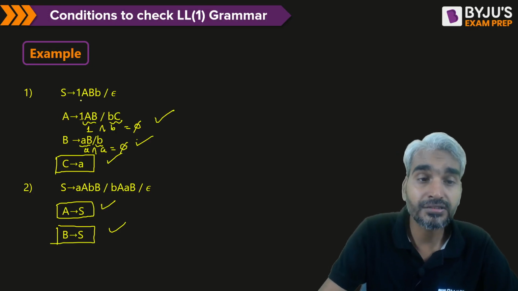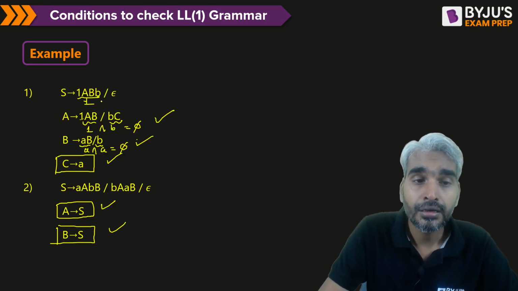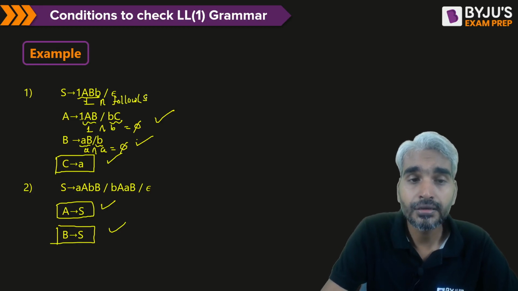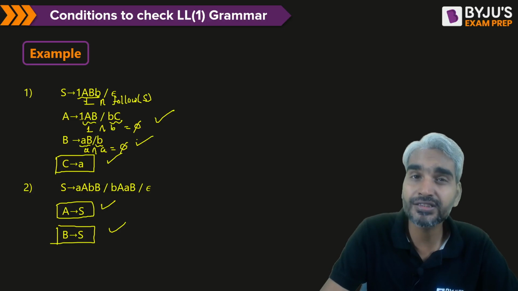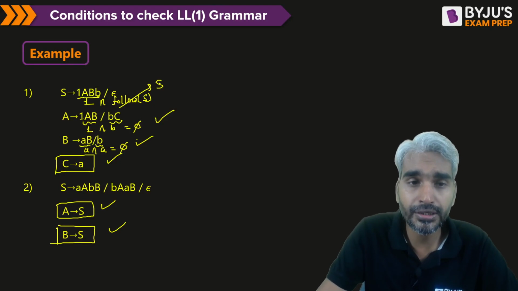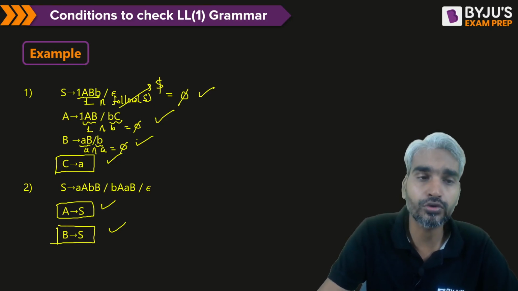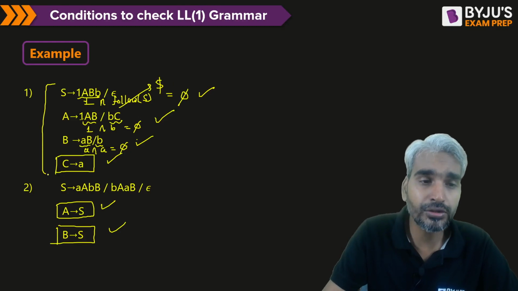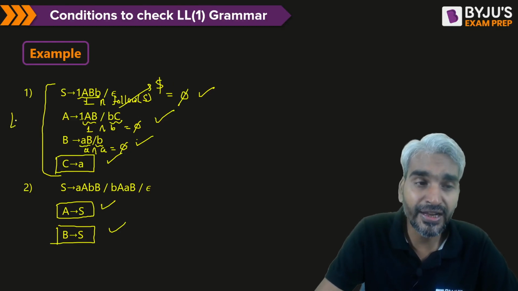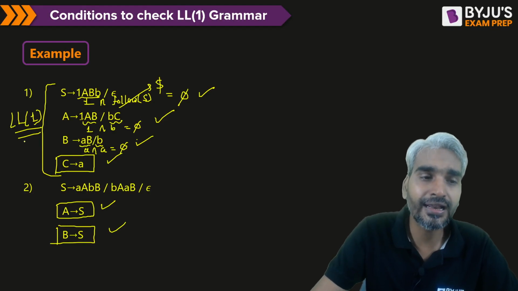Here, first of this intersection with follow of S. Follow of S: S is not appearing anywhere on the right hand side and S is the starting symbol, therefore it is actually dollar. So 1 intersection dollar is also phi, so it is also okay. This grammar is not violating any necessary condition for the LL1 grammar, therefore it is an LL1 grammar.